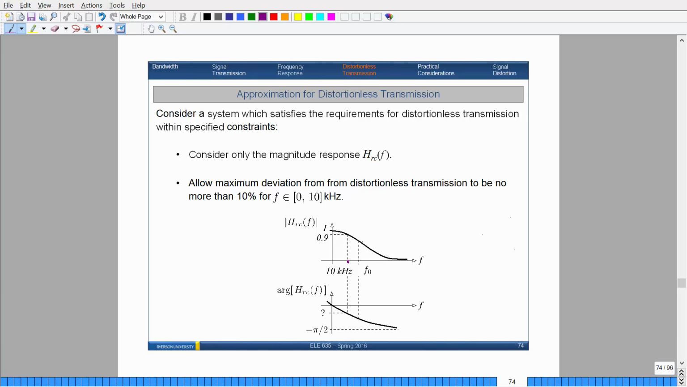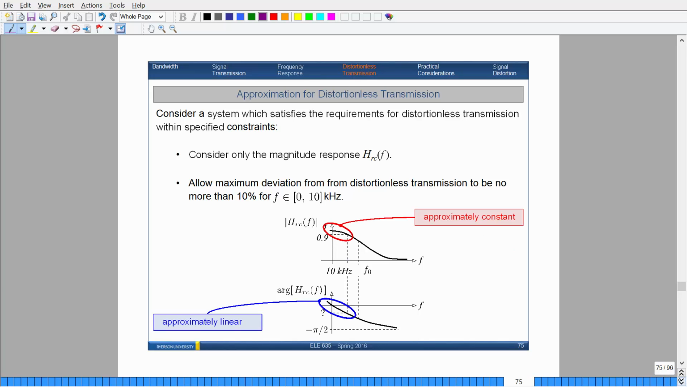So we have to figure out exactly how to design this RC system so that we achieve this particular result. What we mean here is that in this range, from 0 to 10 kilohertz, we'll make it approximately constant. That's what we mean by a maximum deviation. So it's approximately constant, and the phase is also approximately linear as well. So how exactly do we do this? How do we actually figure this out?